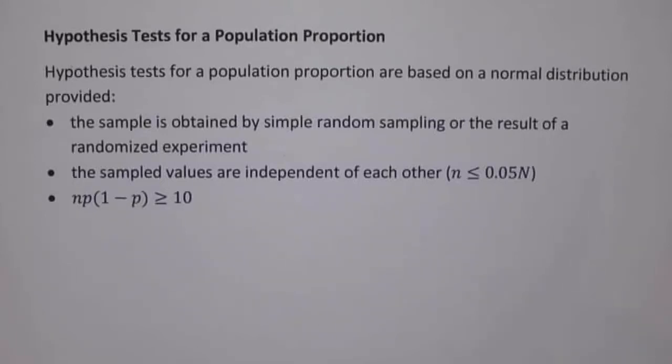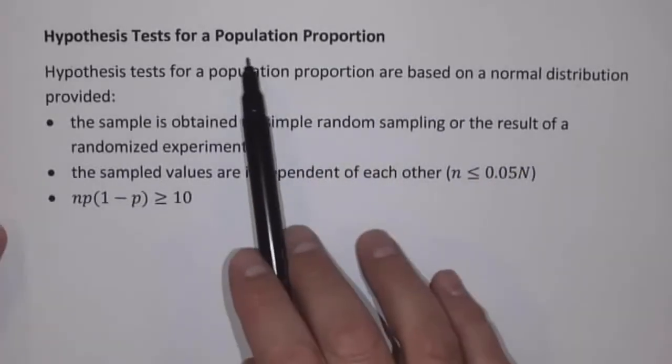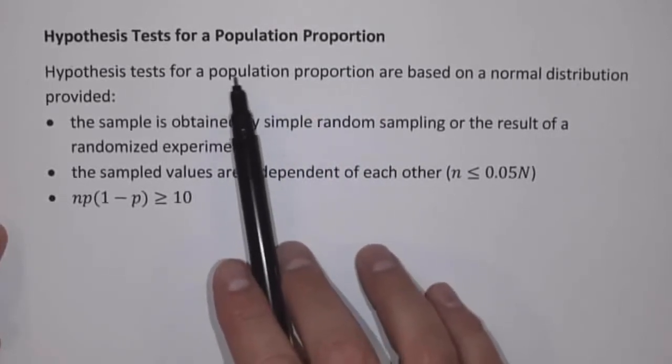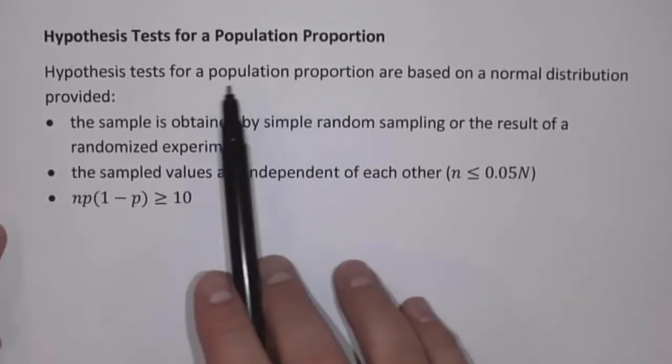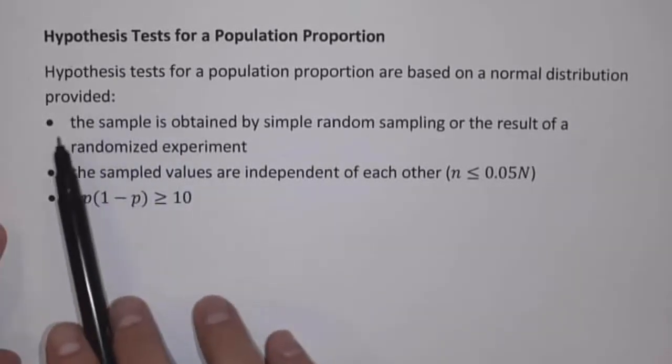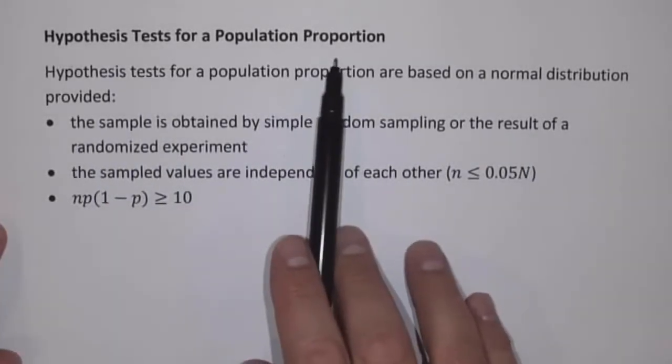In this section, we're going to be looking at hypothesis tests for a population proportion. Now, I mentioned previously that the mathematical logic for doing a hypothesis test for a single parameter is the same as the logic that we used in the previous chapter for confidence intervals. So that is true here with population proportion.